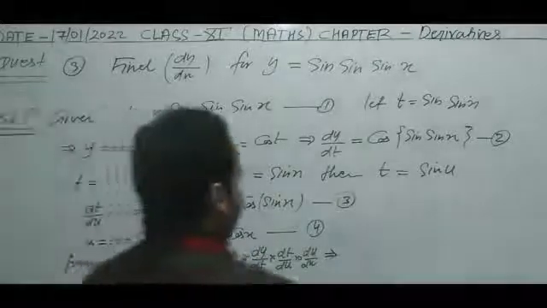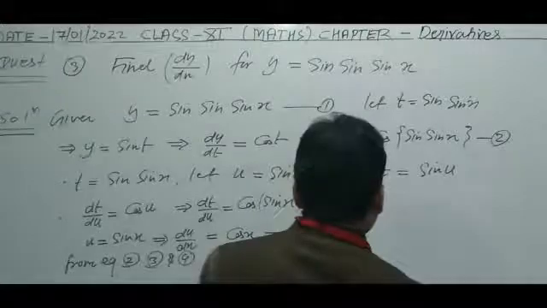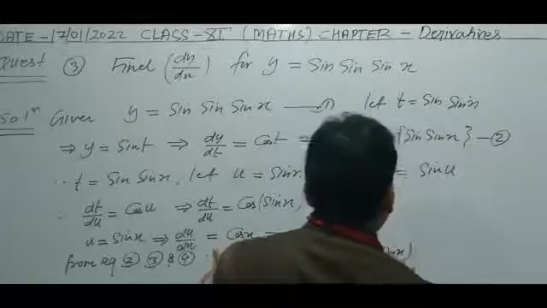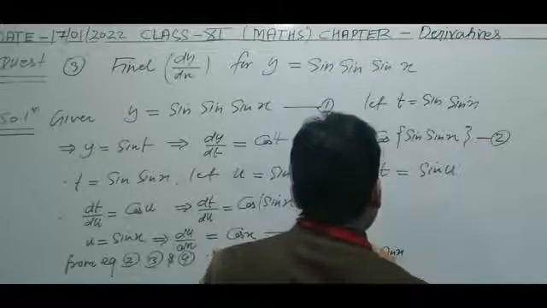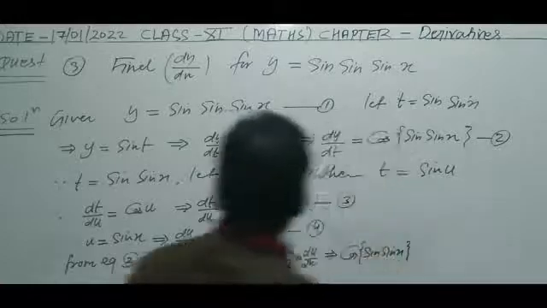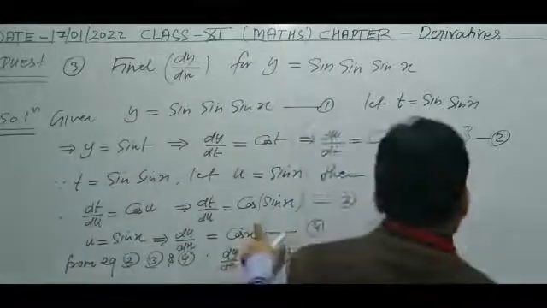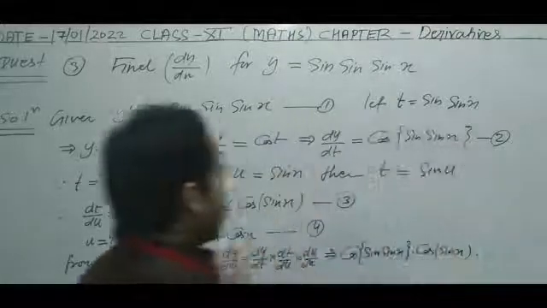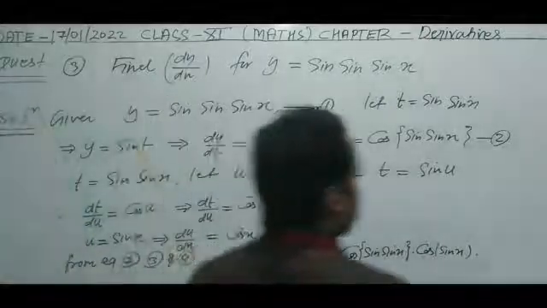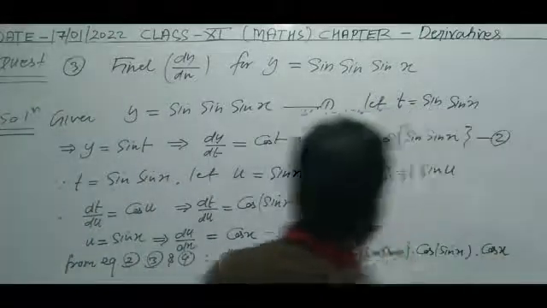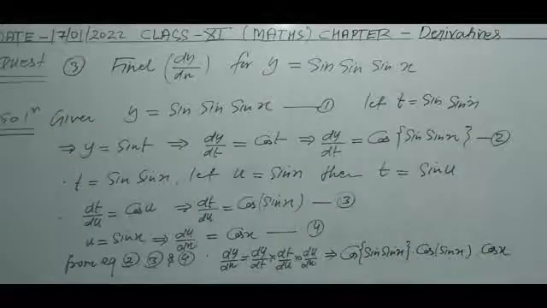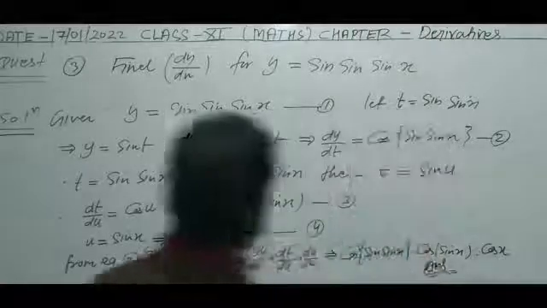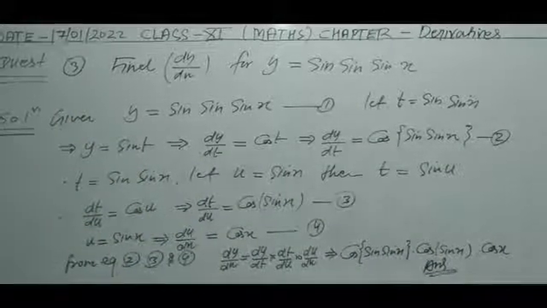So we have to multiply cos of sin x into cos of sin x into cos x. Now this is the answer. Now you can see this is the answer. Now this question is totally completed.